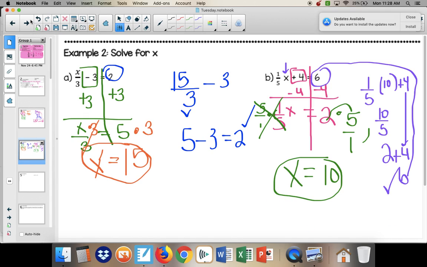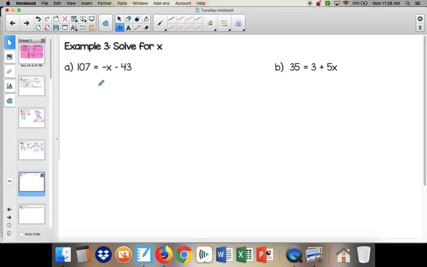So hopefully the 2-step is making more sense to you. I know that the 1-step was a little bit tricky yesterday, but hopefully this is making a little bit more sense. Again, if you need to pause, write stuff down, catch up, go for it. If not, here we go. Now, we're going to be working with some negatives and some fractions.